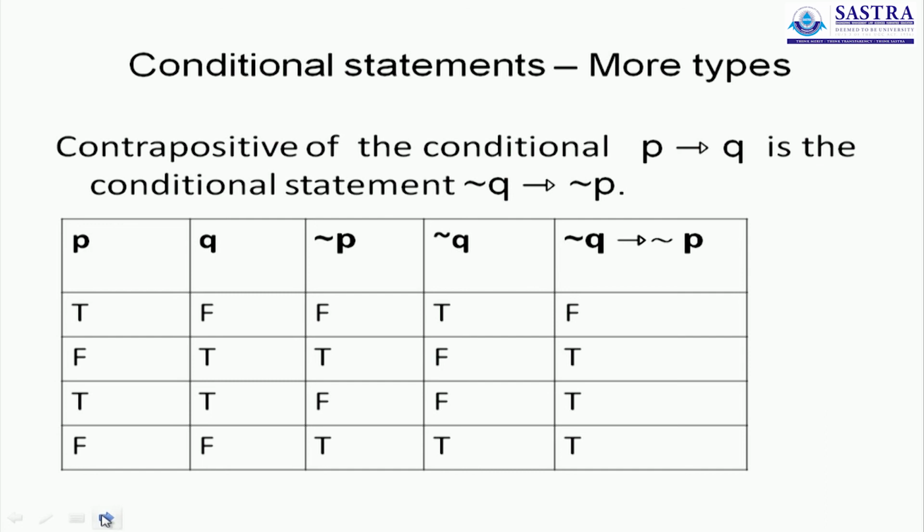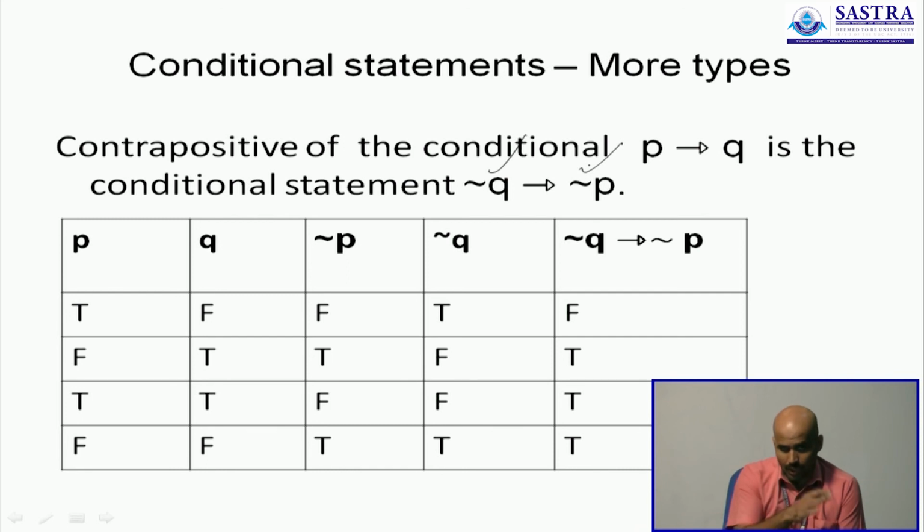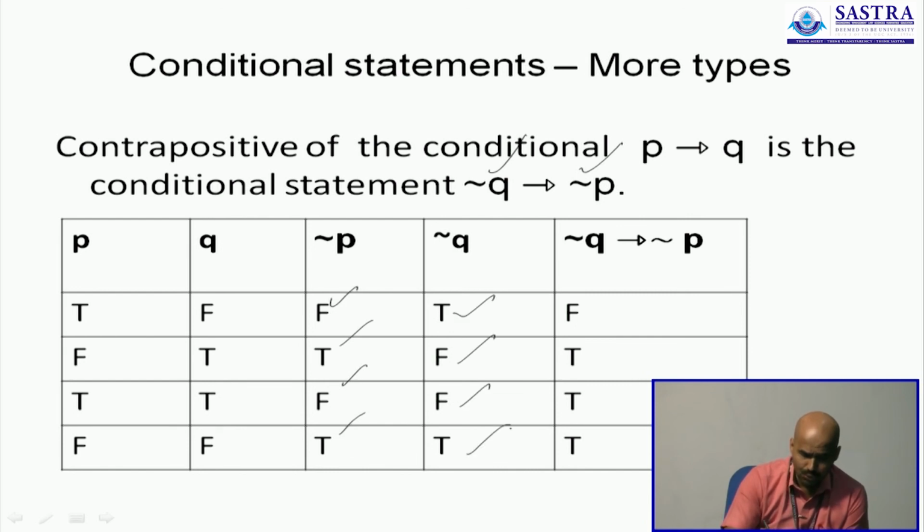So if you say if P is true then Q is true, negate both and then reverse the order. It says if Q is false then P is also false. So the hypothesis and the consequence are swapped when such a conditional is constructed, and the truth table explains this. The four values of P lead to these four values of negated P, and the four values of Q lead to the four values of negated Q.